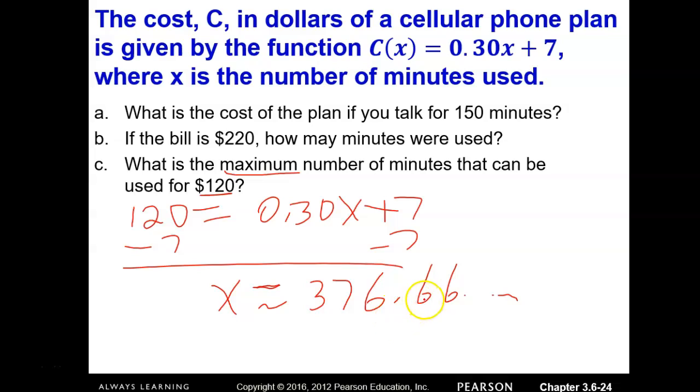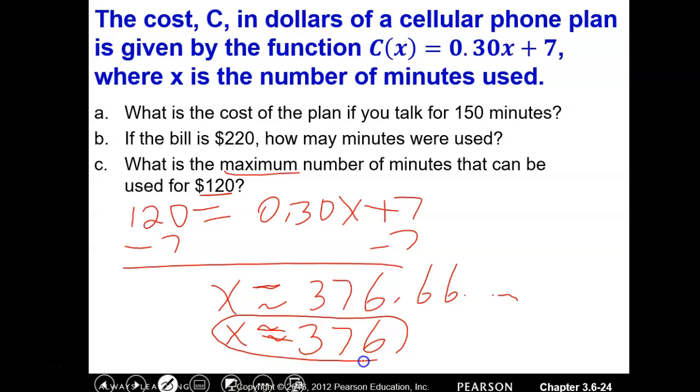Now, this is not when we want to round up. Even though this is up to 5, we cannot round, because you cannot get more than the money you pay. So rather you get less. So the maximum number of minutes you can get is 376. Okay. So again, watch for such problems. The maximum you can get is 376, not 377. So you have to interpret the situation and know when to round up and when to round down.